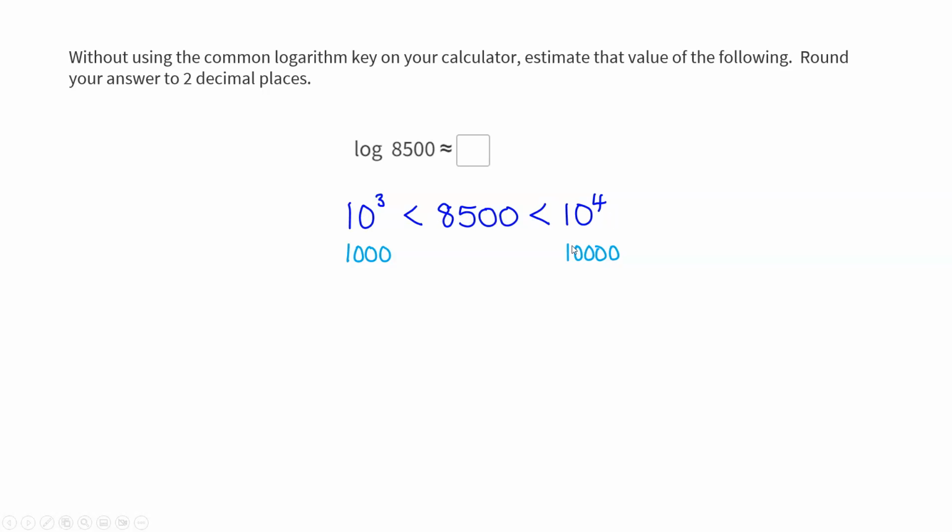So using that information, I look at 10 raised to the 3.9 power. That's 7,943.28. So this is less than 8,500. So on the lower end, I could say that, okay, well, now this is the lower end here. It's between these two values, which are a lot closer together. So now I want to start working on the second decimal place.